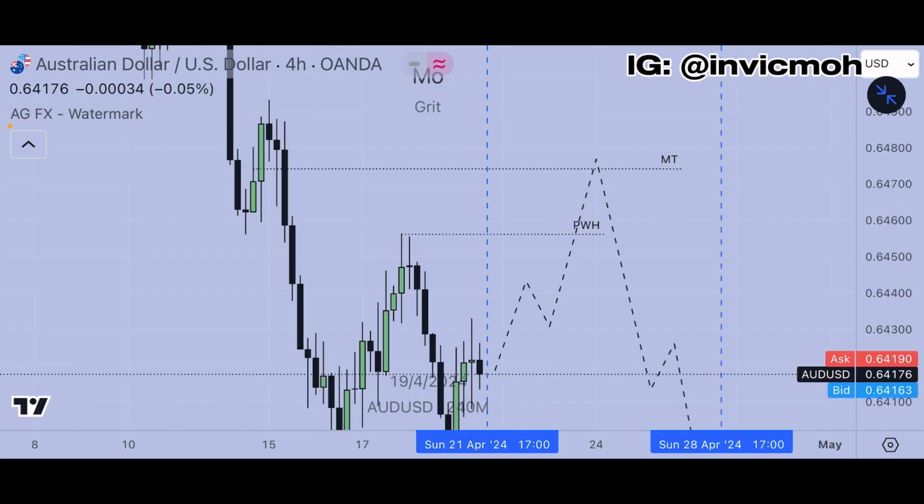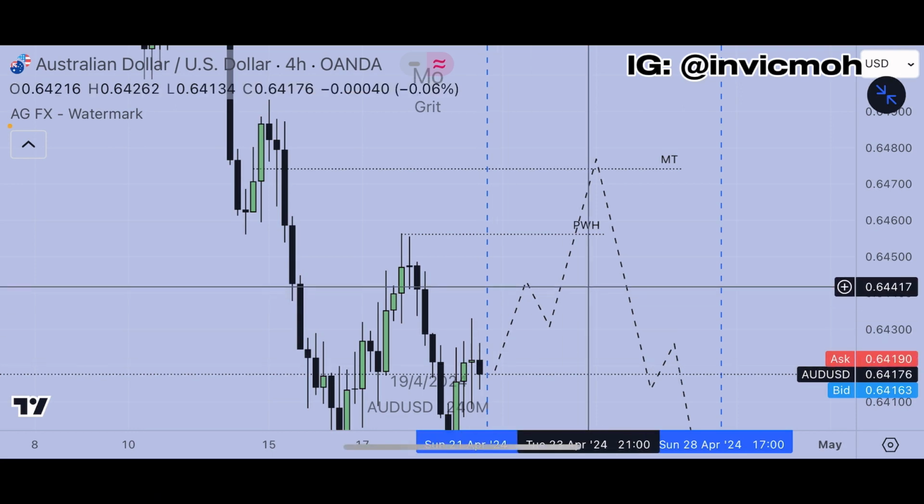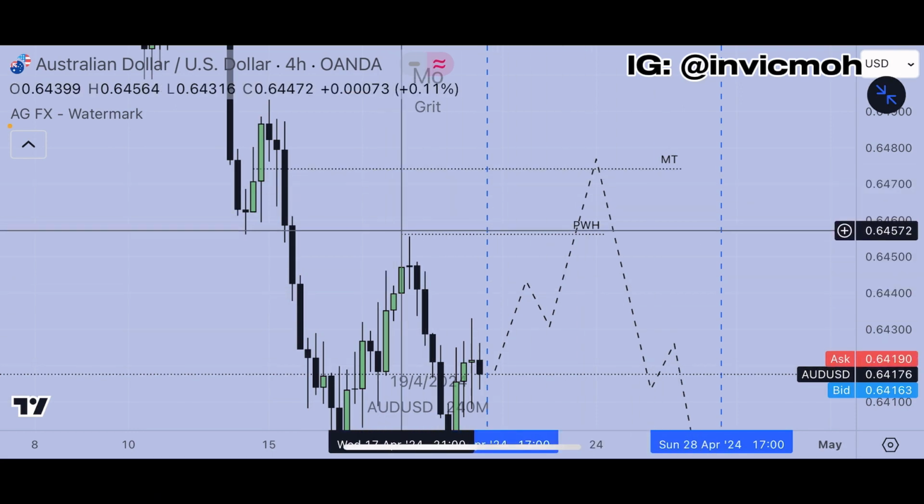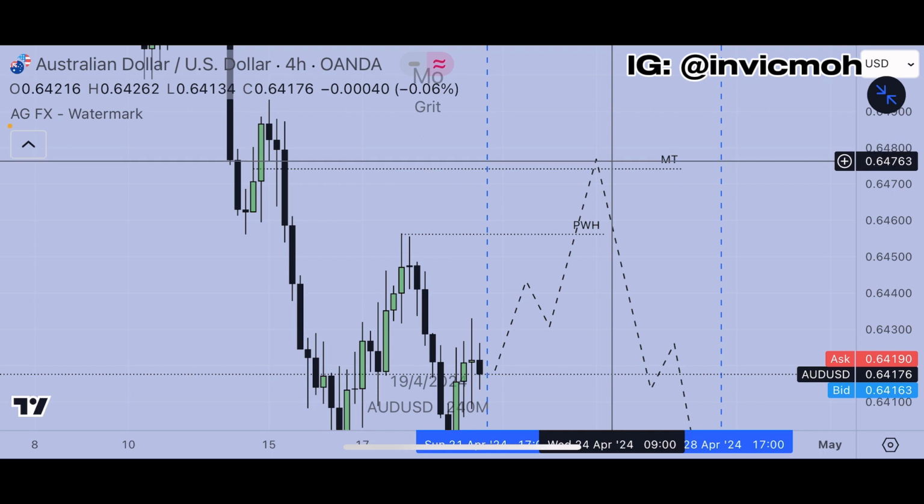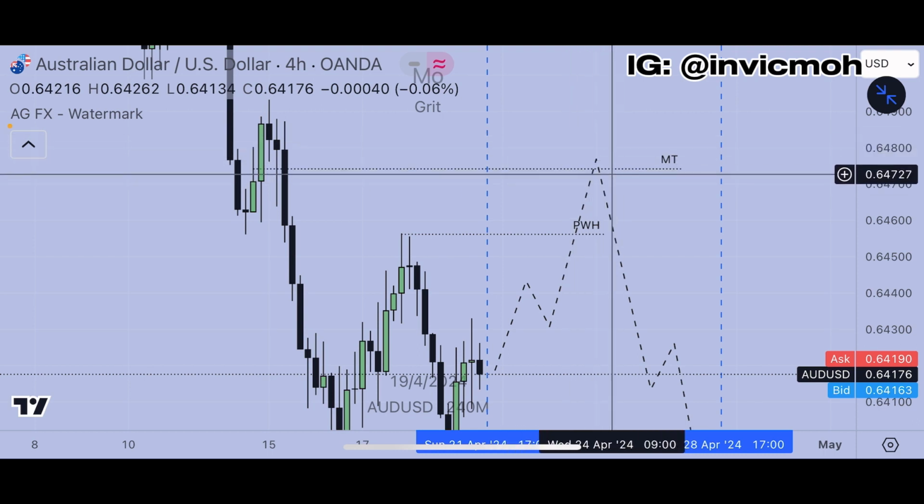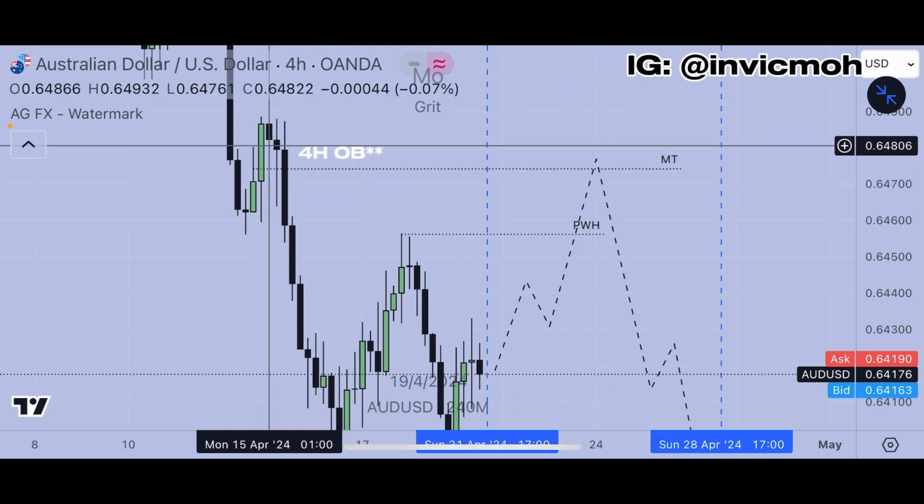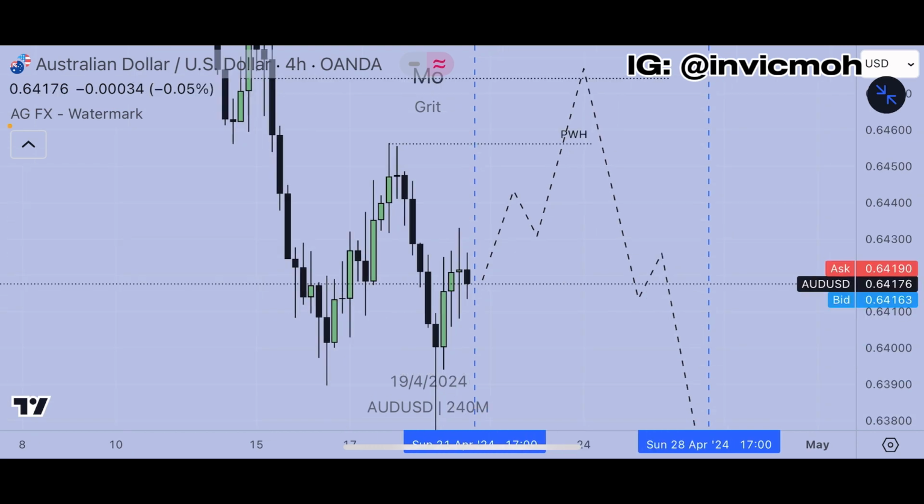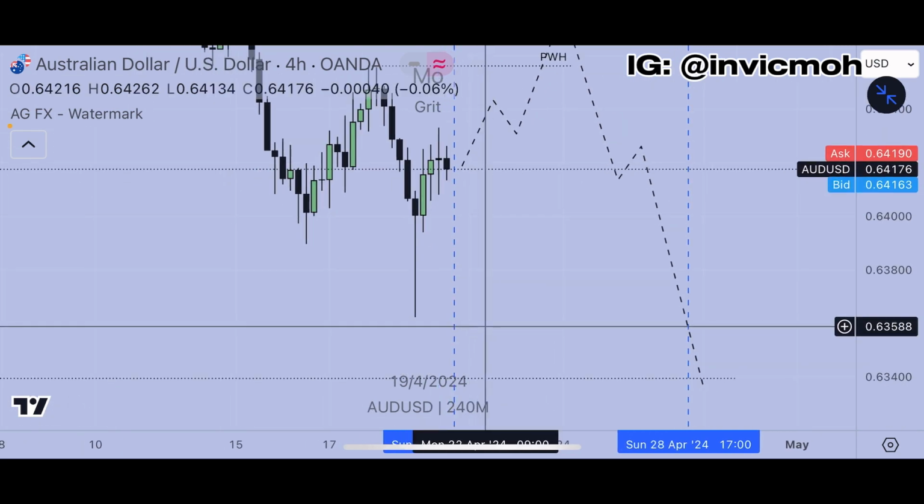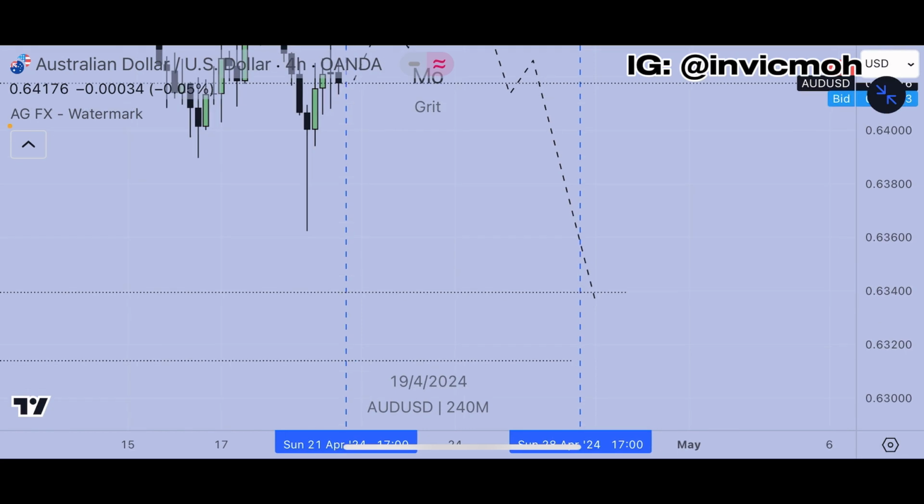On AUDUSD, I would like to see bearish continuation next week, but to start out the week, I would like to see price trade and raid this previous week high also. Then we can potentially see price react off of this daily consecutive order block mean threshold, then we can get a displacement to the downside to tag the previous week low, and we can reach for these lows we have right here also.